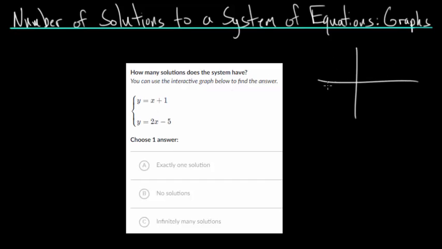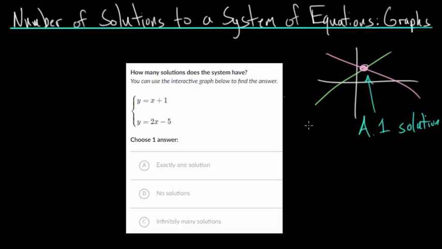So you have the most typical case where you have these two lines, and these two lines are just going to cross at one point. So if that's the case, then this is choice letter A. You have one solution. And like I said, this is the most typical case. This is what usually happens. But it's not what always happens.